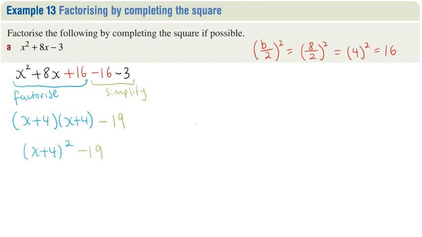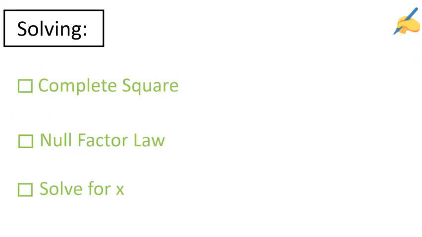Then I factorise using dots. So my first bracket is the x plus 4, and I'll have plus square root 19. Then I'll have x plus 4 take square root 19. So now we know how to factorise.